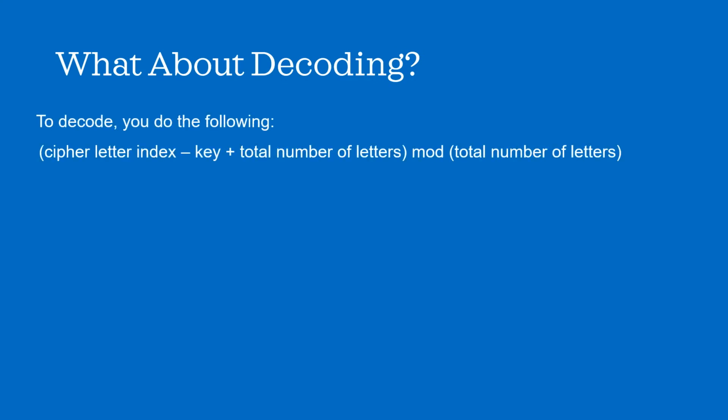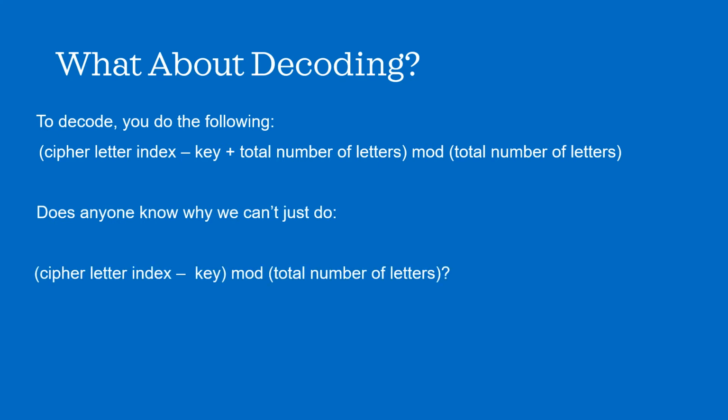Now for decoding, we'll take the ciphertext and shift it back, so you subtract the key. Suppose it is negative, then you add the total number of letters. That will be mod the total number of letters, which is 26. Now why are we adding the total number of letters? Sometimes it will be negative. If it is negative, then you add that 26. If the ciphertext index minus key is not negative, that will be just the modulus of that number.